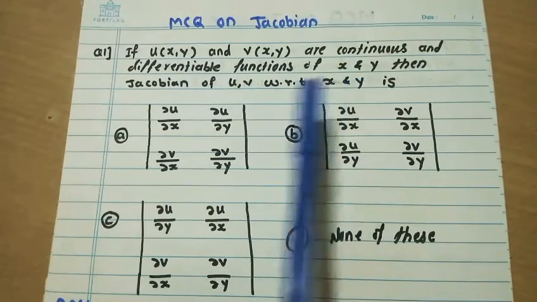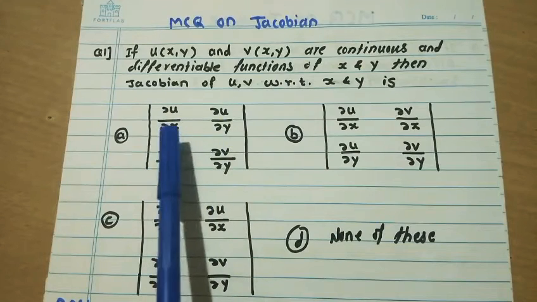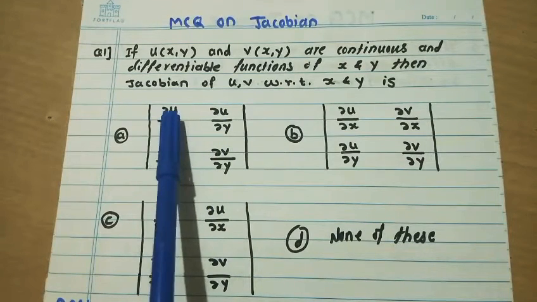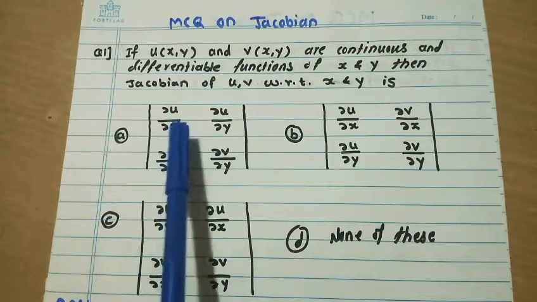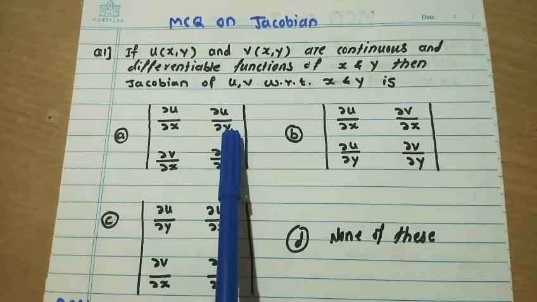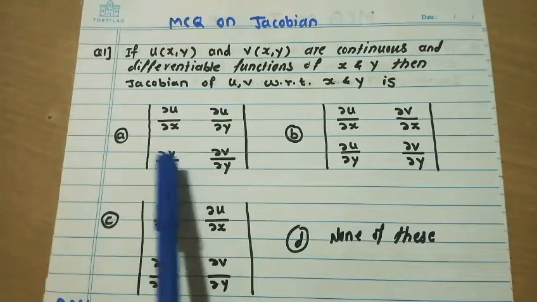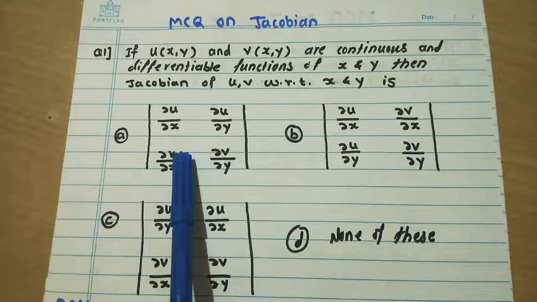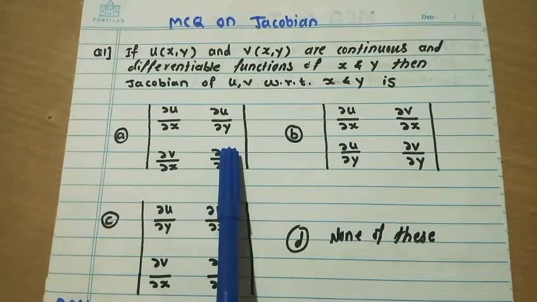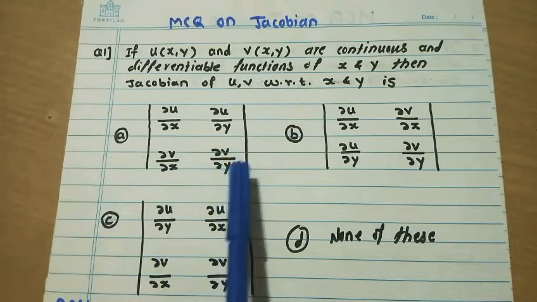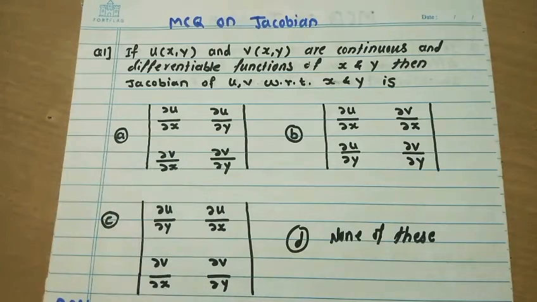Now you can see here in the first option we have the partial derivative of u with respect to x, the partial derivative of u with respect to y, and in the second row we have the partial derivative of v with respect to x, the partial derivative of v with respect to y. So option A is correct.